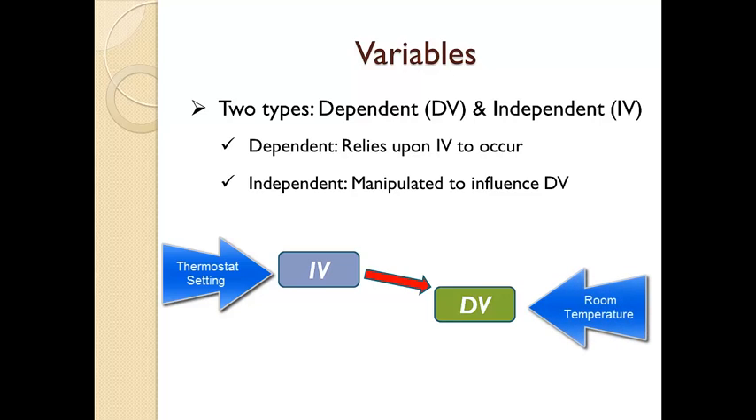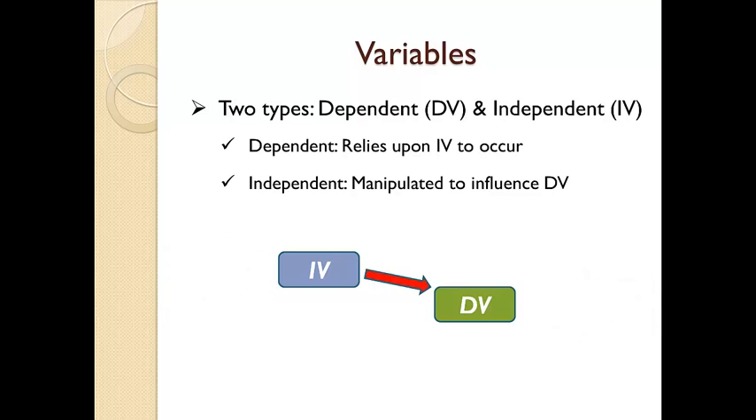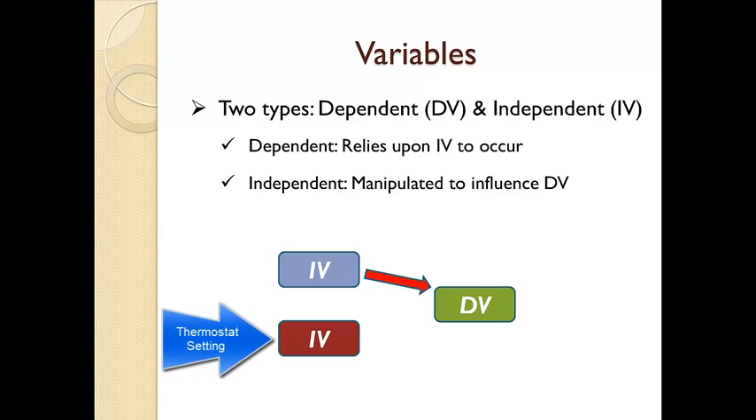The room temperature is my dependent variable because it is the thing I am watching to see if a change occurs when I alter the independent variable. Now, I manipulate my thermostat setting by moving it to a different temperature. I have just made a change that I predicted would influence my dependent variable.